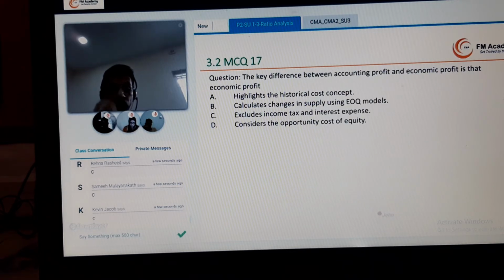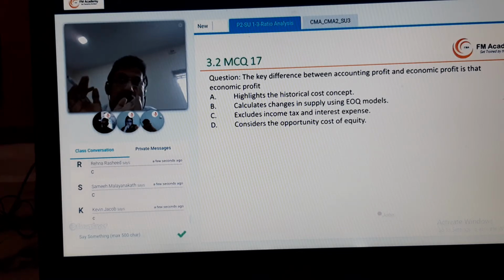Next question. Question number 17. The key difference between accounting profit and economic profit. Here, in the discussion, I will talk to you about that. See, the ratios are computed from the financial information, right? A GAAP compliant financial statement is giving you the accounting profit, which is different from the economic profit. Why is it so?